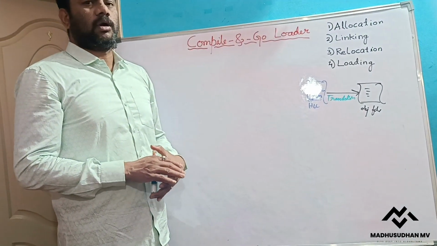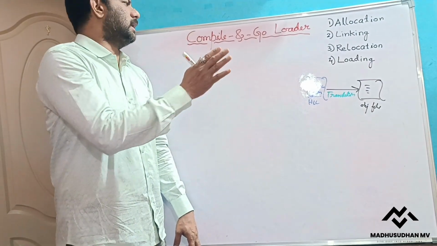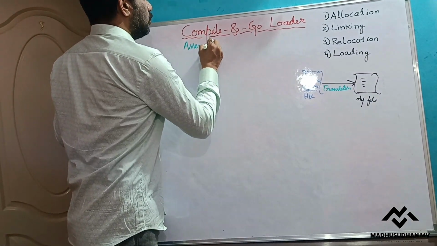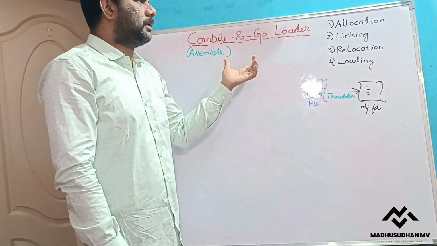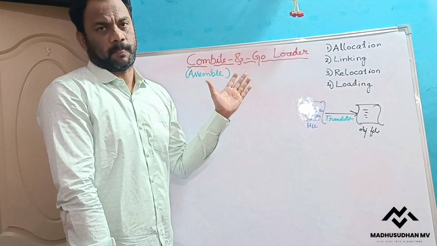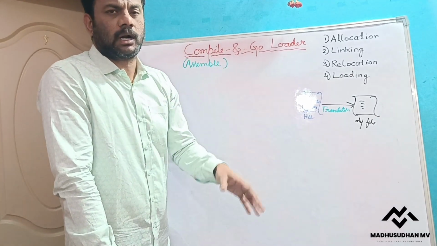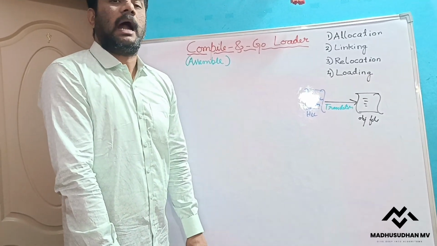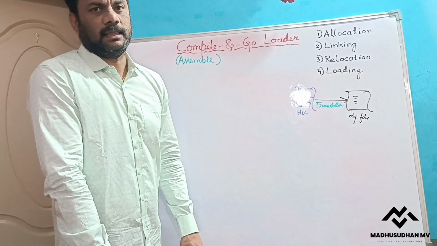Now in this video I am going to explain the many types of loaders. The first and most basic type of loader is the compile and go loader. It is sometimes also called the assemble and go loader. Both are the same. This type of loader was used in the very early days, before 1974. At that time there were no programming languages like C, C++, Java, .NET, Python. We had programming languages like Fortran, COBOL, Pascal, ADA.